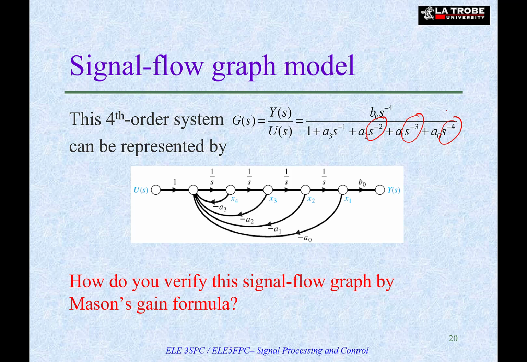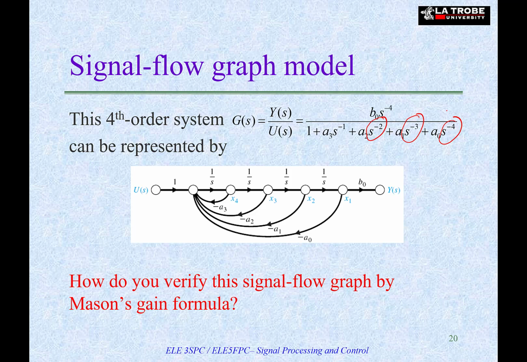The denominator has 5 terms. We ignore the first term, unity. Instead, we concentrate on the other terms. And the number of other terms included in the denominator should coincide with the number of loops in the signal flow graph. And now we can say, apart from unity, we have 4 other terms. Therefore, we should have 4 loops.